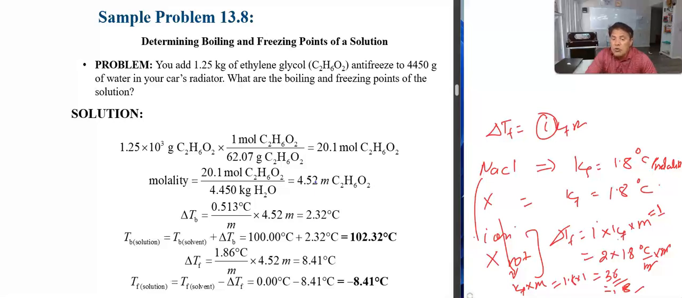Okay, then what will be the boiling point of the solution? For the solution, ΔTb is always positive. That's why 100 degrees for water plus 2.3, that is 102.32. Easy, right?